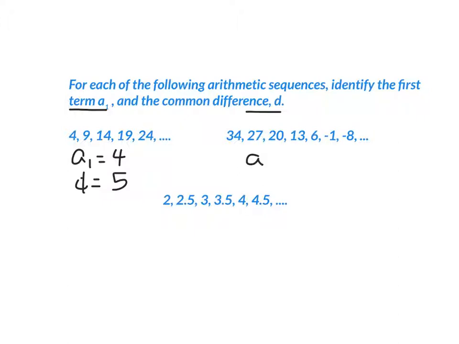Here, the first term is 34. The difference D, because the sequence is decreasing instead of increasing, is -7. On the third one, the first term is 2, and the difference is going 2, 2.5, 3, 3.5, so the difference is actually a half. You can put a half or you can put 0.5. Makes no difference to me. Pretty easy though. Just want to make sure you got what the abbreviations mean.